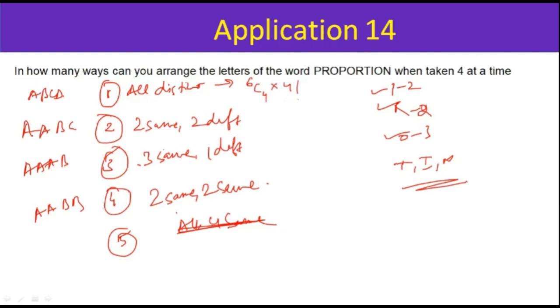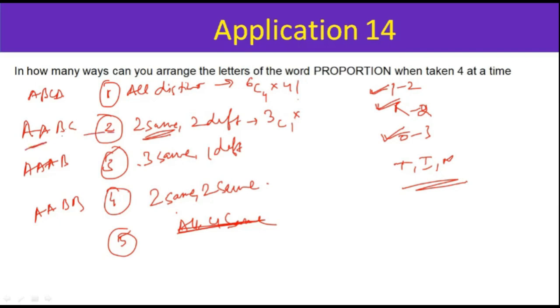Second case, 2 same. In how many ways can I choose a letter which has at least 2 same? Either both of them can be P, or both can be R, or both can be O. I will choose any one out of them in 3C1 number of ways. Once I have chosen them, I wanted a 4-letter word, right? So I've just chosen 2.